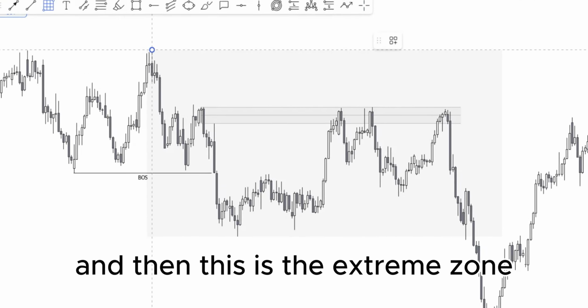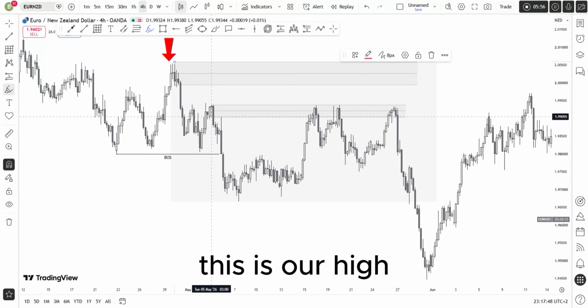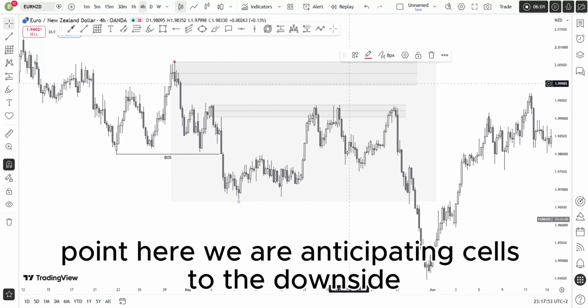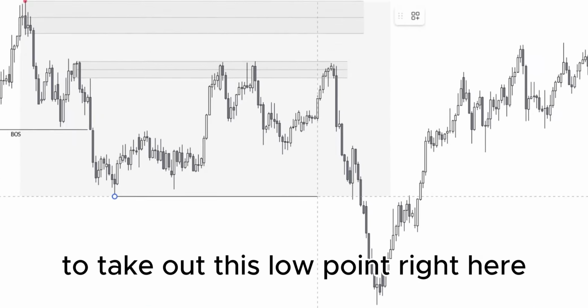And then this is the extreme zone, which is around here. Remember, we're looking at structure. This is our high, this is our lowest point. So now we are in the middle of the structure point here. We are anticipating sells to the downside to take out this low point right here.